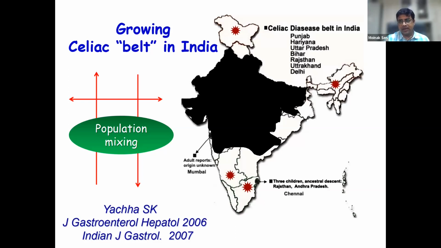There's a growing celiac belt in India. Initially, it was in the northern states only, and now it has slowly spread because of population mixing. You can find it in southern parts of India and also in the northeastern parts of India. So it is a pan-Indian disease.